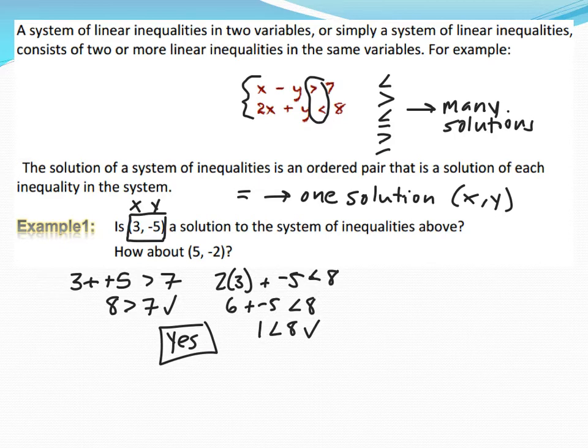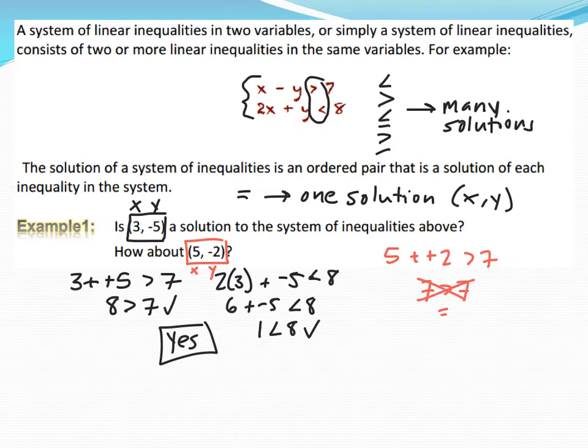All right, now let's check the next point. What about 5, negative 2? So let's see if this one works. Again, I'm going to say x is 5, y is negative 2. I'm going to plug these into both my inequalities. So I'm going to have 5 minus negative 2. Is that greater than 7? So I'm going to add 5 and 2, apply my rules of negatives, and I'm going to get 7. Is 7 greater than 7? Well, no, 7 is equal to 7, so that doesn't work out.